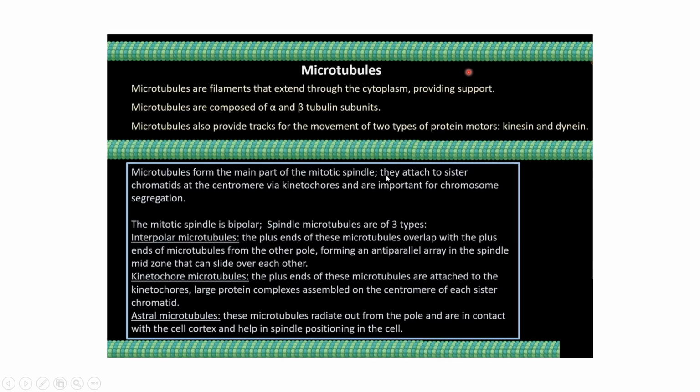The microtubules are attached to the sister chromatid at the centromere via the kinetochore. And there are three kinds of microtubules: one is interpolar, another is kinetochore microtubules, and the third one is astral microtubules. All these three microtubules play a role in mitosis, and they help in the division process.